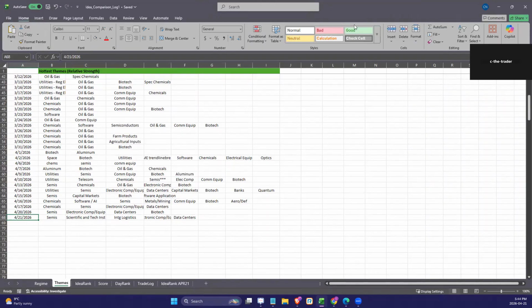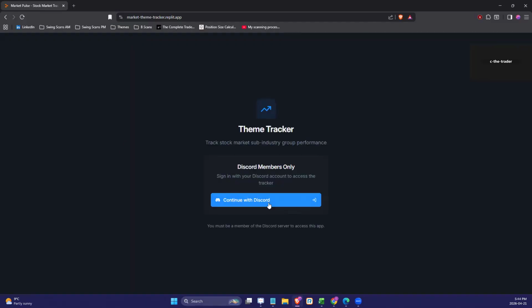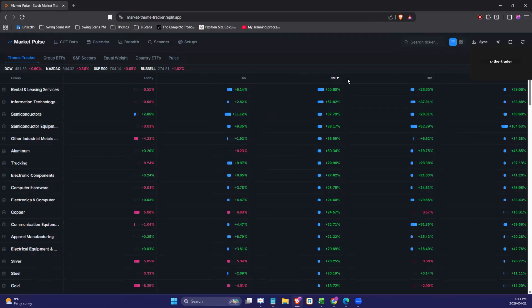Then I track the hottest themes, what's moving the markets the most. There's a bunch of different ways to do this, right? So let me continue here. Ariel Hernandez built this one with AI. So you could see some new leadership coming out: rental leasing services, information tech, semis was number one before. There's trucking, there's aluminum. So that's one way to do it.